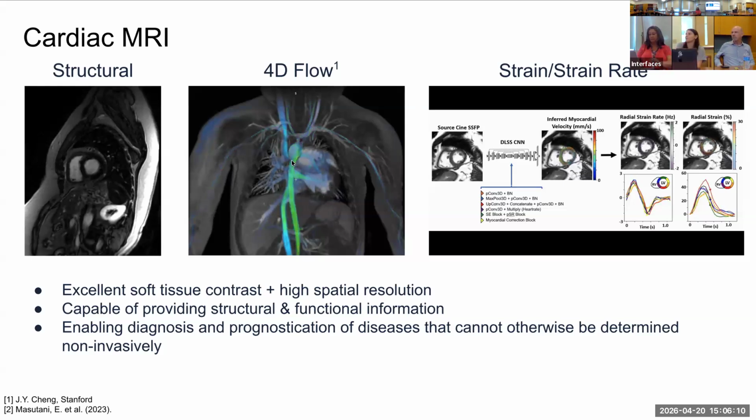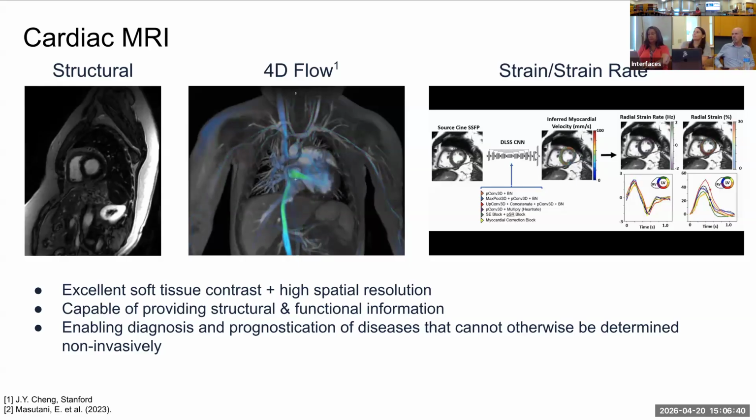So for some examples, here's what a more structural scan would look like. We also have 4D flow. You can see the hemodynamics, and this is strain, so it tells you a lot about the function of the heart, and helps with diagnosis of diseases that cannot otherwise be determined non-invasively, without having to actually open them up. And all this is also done without any ionizing radiation. So this is the benefit over something like CT.